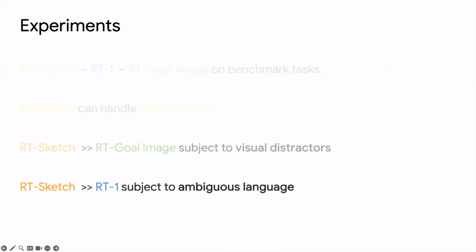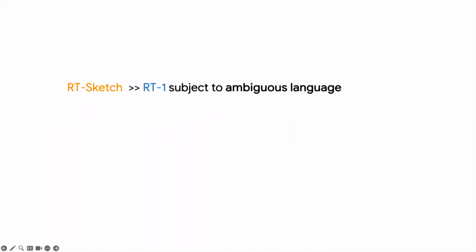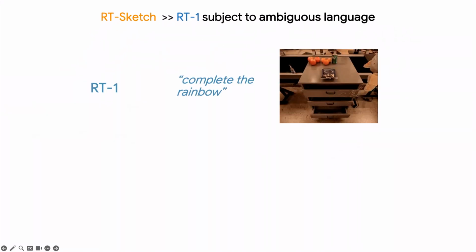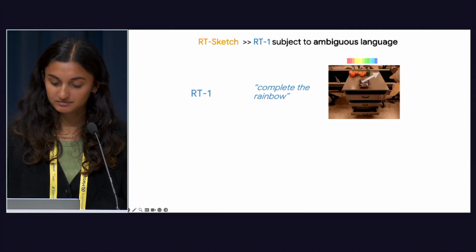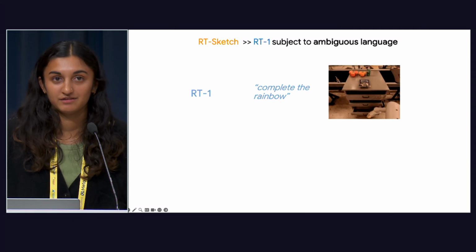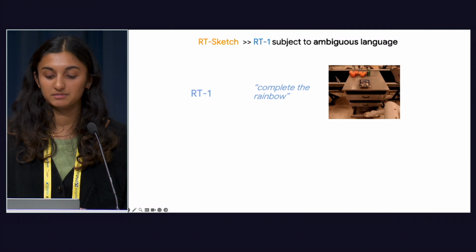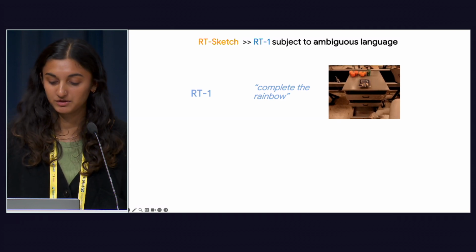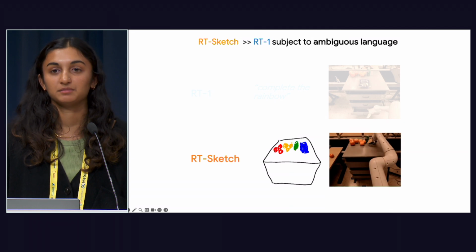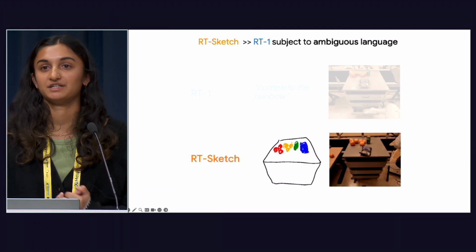And similarly, in the case of when language is ambiguous, sketches can especially be favorable. Here's an example where we task RT1 with this very abstract goal of completing the rainbow, which requires the robot to reason that the existing objects on the table are arranged by color, and the blue chip bag needs to be placed next to the green Sprite can. Because this is very out of distribution for RT1, the policy becomes completely confused and just starts opening a drawer, while RT Sketch is able to complete this kind of task given a very rough initial sketch of the scene.